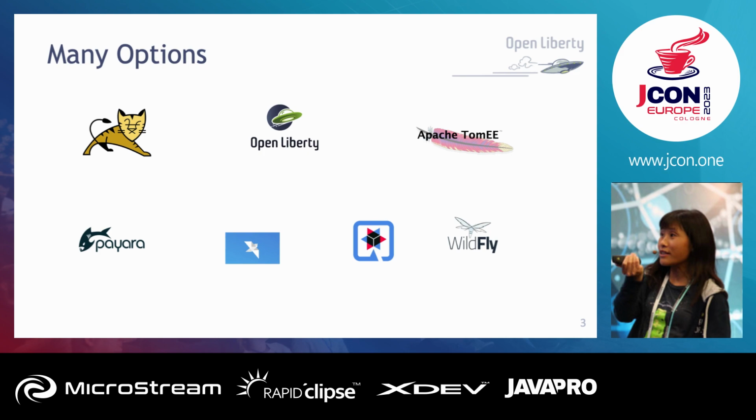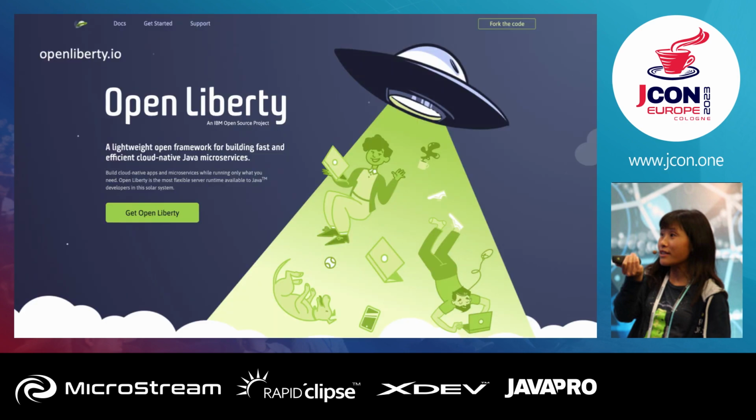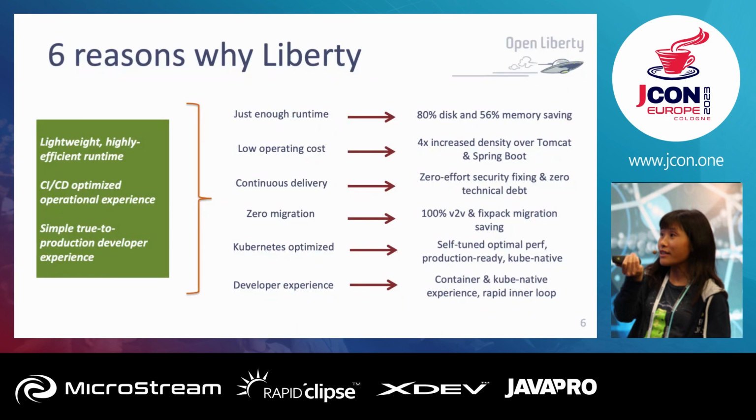Who knows Open Liberty? Okay, a few hands, great. For the rest of you who do not know, Open Liberty is an IBM open source project. It's completely free to use, and also you can get the license if you want support. So check out openliberty.io. Who is using Open Liberty for production? Okay, great, one. So for the ones who are not using it, these are the 6 reasons you have to use it. Let me quickly go through it.